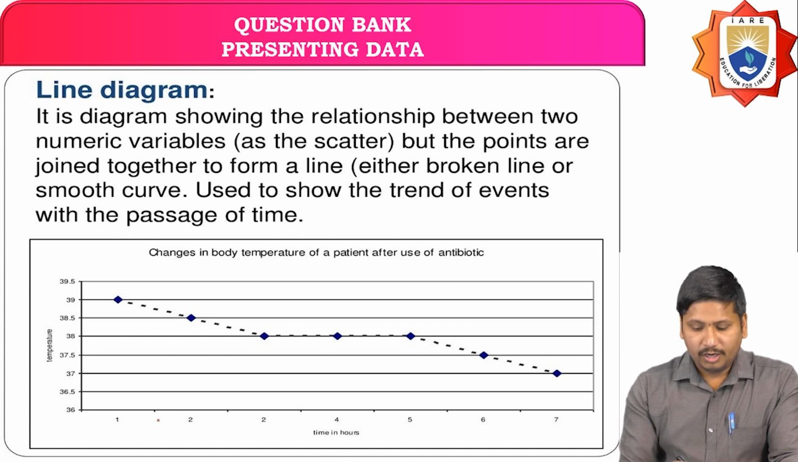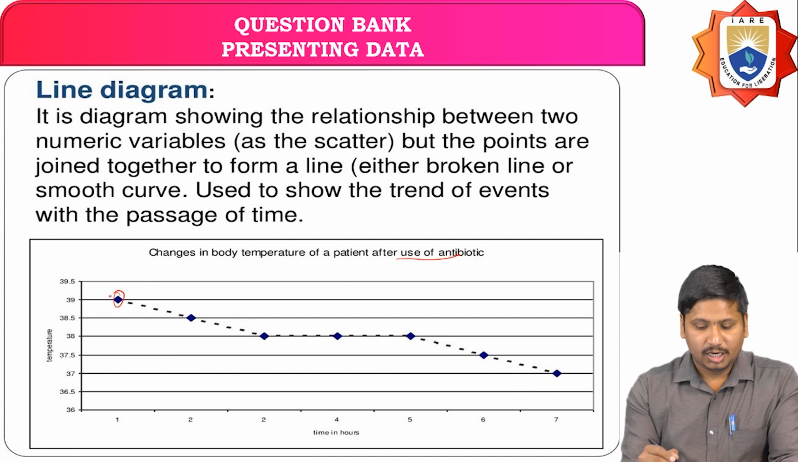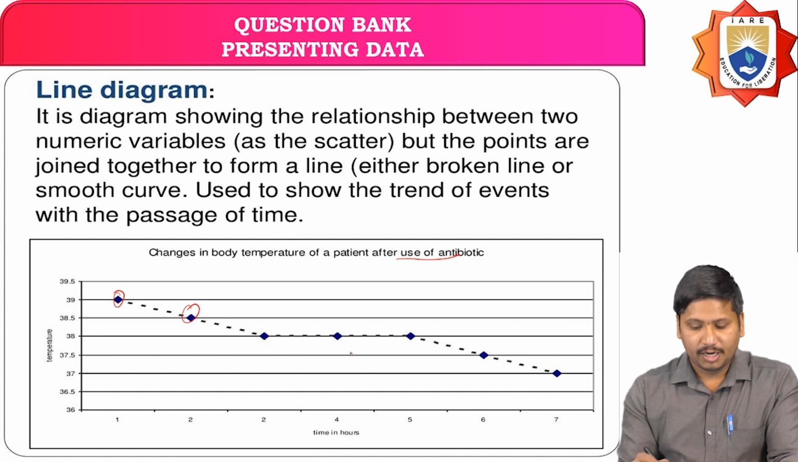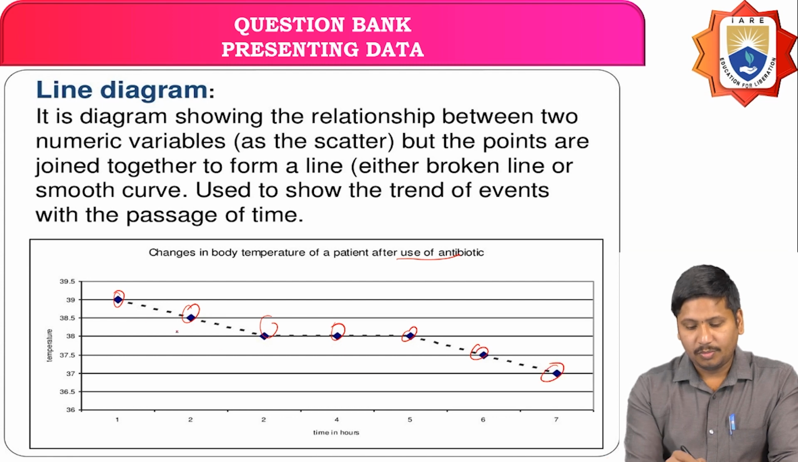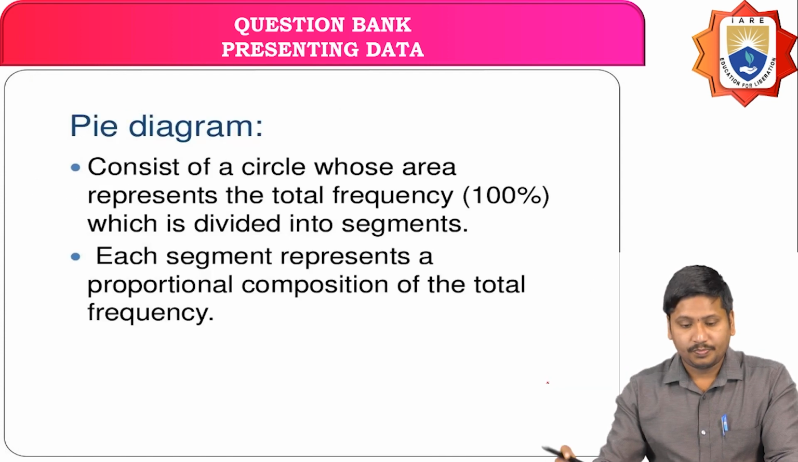So I want to find how the body temperature of a patient changes after using an antibiotic. This is the first case, 39. After that it becomes 38, and then 38. Like this I can find the values, and then join all the dots with a dotted line. That is the line diagram.